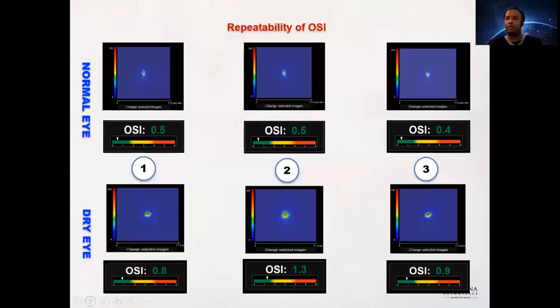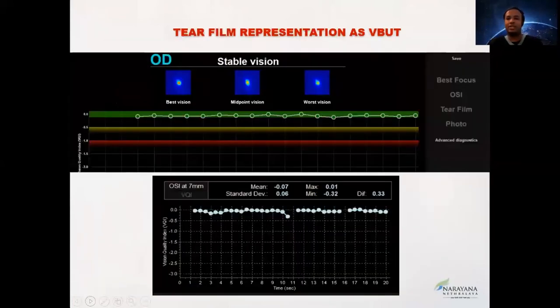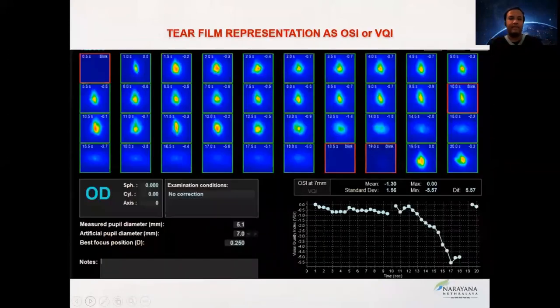An OSI which is more than one is considered abnormal. This is a normal eye. And you know, repeatability is again very good. An OSI which is less than one, like I said, is normal. Greater than one is abnormal. It also gives you an aspect of stability of the tear film, which is known as the vision breakup time, where once a patient blinks, how stable the tear film is. That is something which is also documented with this optical quality analysis system.